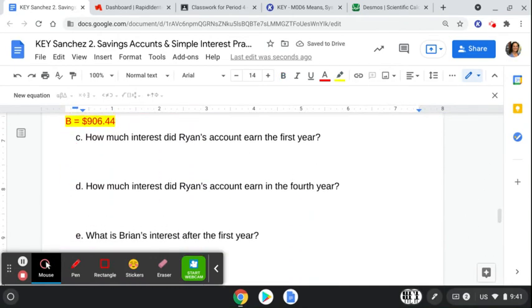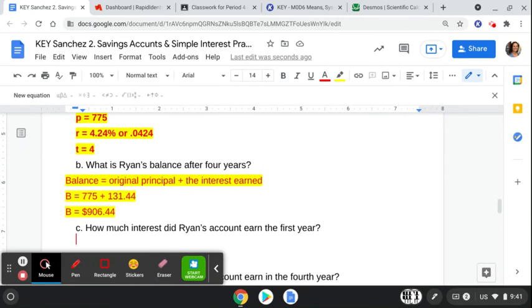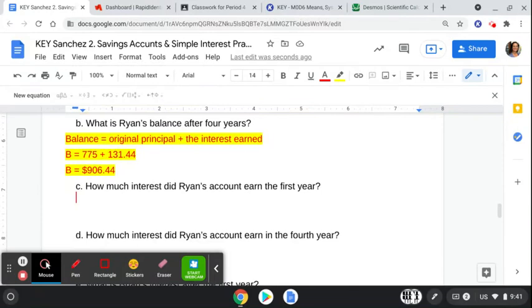All right, how much did Ryan's account earn the first year? So if we have 131.44, if I divide that by 4, I'm going to go on my little phone calculator here. It gives me 32.86 per year.